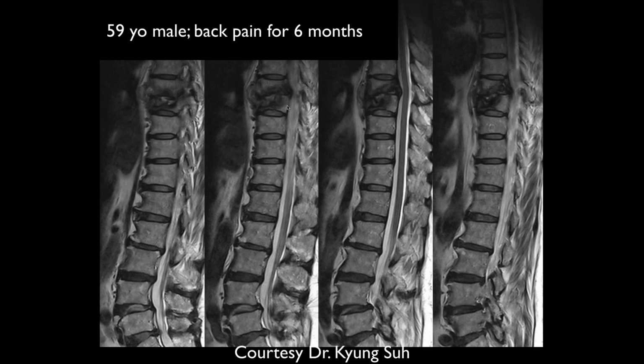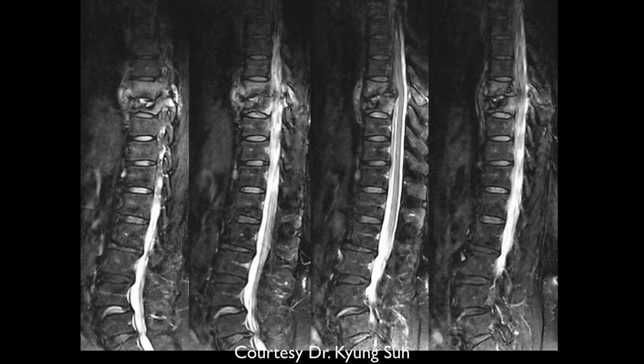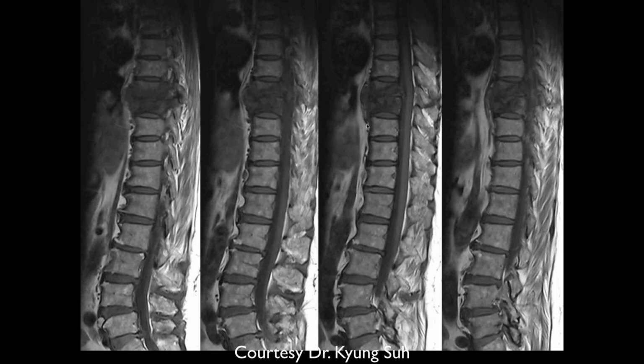And then, here's what the STIR looks like. So it looks like the infection is sort of spreading anteriorly and posteriorly. So you've got now the soft tissue thickening anteriorly, a little bit of disc protrusion at that level.